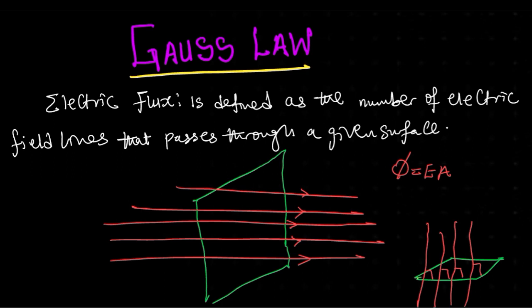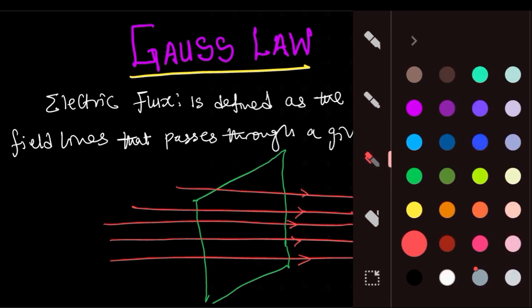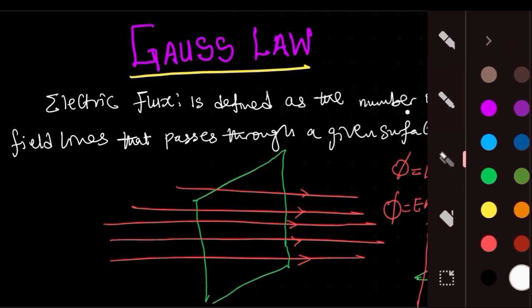But what if the flux is not perpendicular to the surface? What if it is at an angle? Then we can say that the flux should be equal to EA cos theta, where theta is the angle. We are going to be looking into these concepts very soon. Now, let's take three case studies and go wider into these concepts.